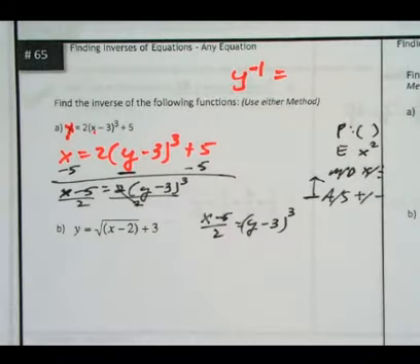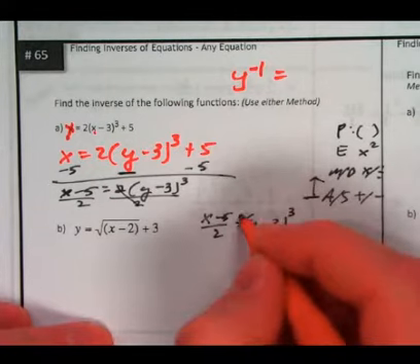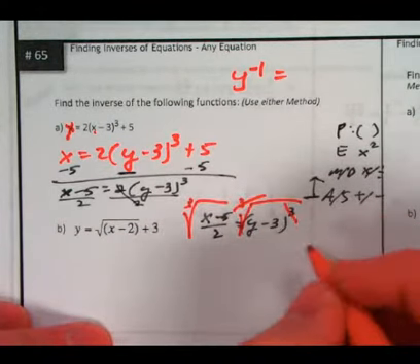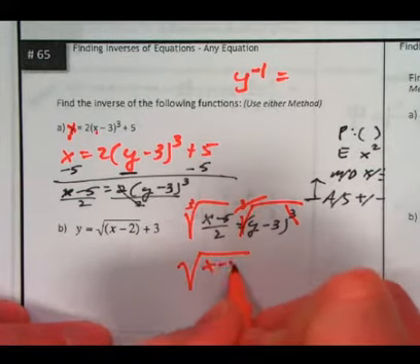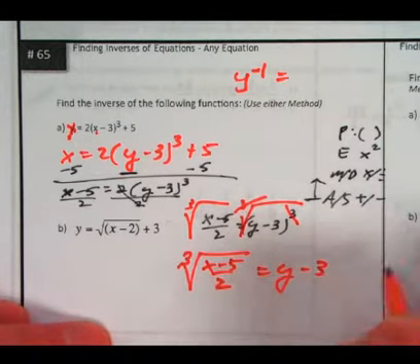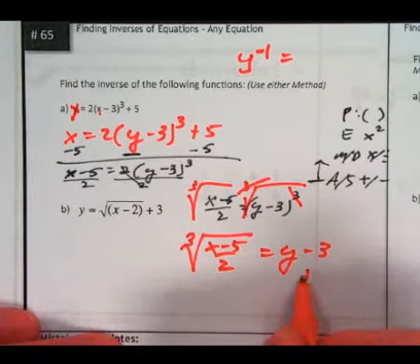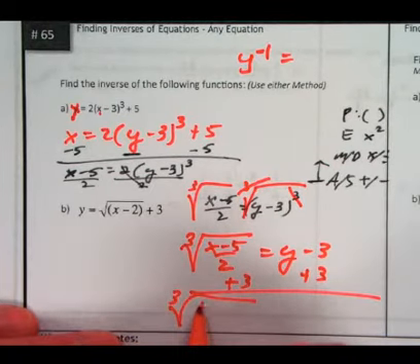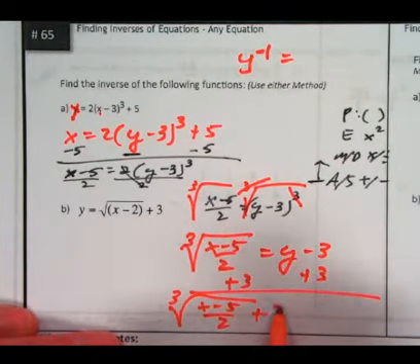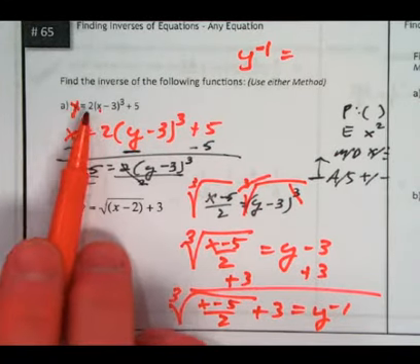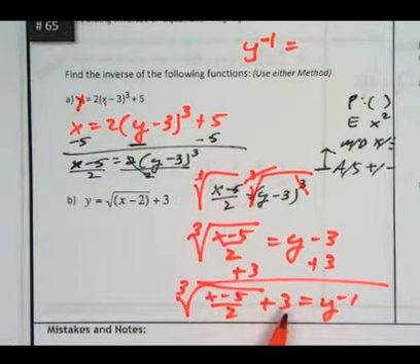And to get rid of a cube, we need a cube root. So I'm going to take the cube root of both sides at this point to cancel that out. So cube root here, cube root there, cube root and cube cancel. And now I've got the cube root of (x minus 5) over 2 equals y minus 3. And then my final move is to add 3 to both sides. So I add 3 here and add 3 here. And that ends up being on the outside of the cube root sign, and that would be my y inverse function. So my original doing function is this, and this is my undoing function.